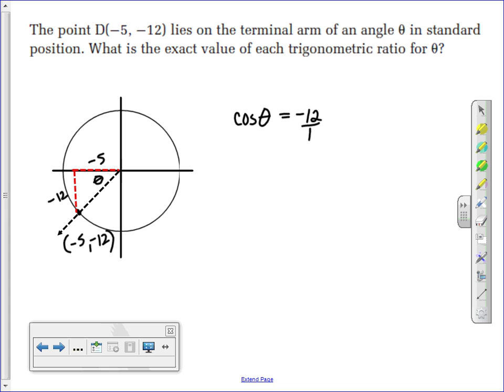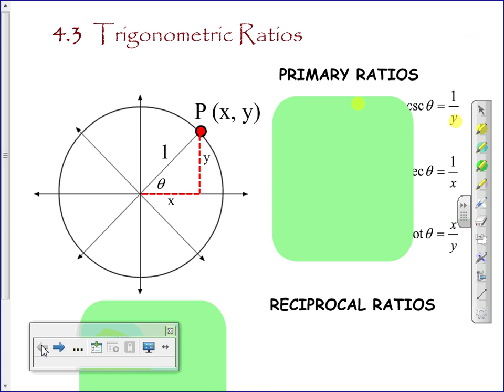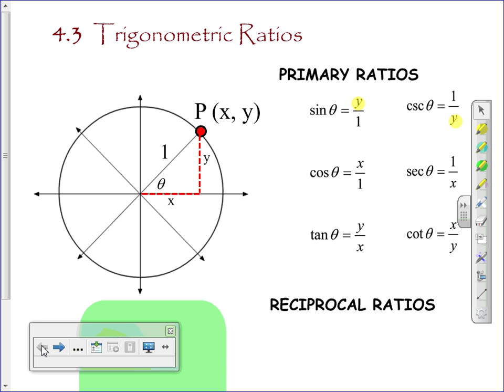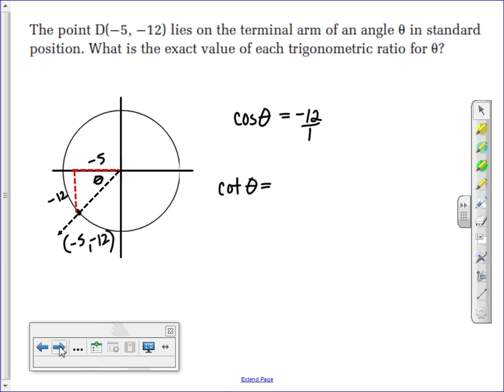What about if I wanted to do the cotangent of theta? If we look back at cotangent, it's the reciprocal of tan. Tan is y over x, cotan is x over y. So we take our x value and we put it over top of our y value, and if you can simplify it further, you do so. That's it. You're not going to have much trouble with those.